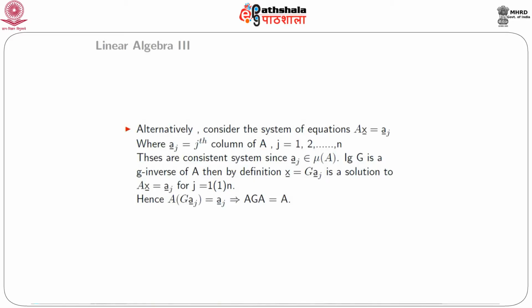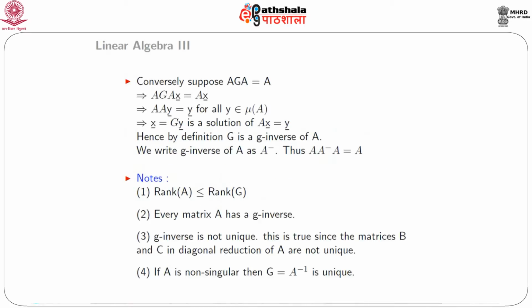Conversely, suppose AGA is equal to A, then AGAX is equal to AX, and after a few steps which are given in the slides, we see that we can write G inverse of A as A minus. Thus, AA minus A equal to A.